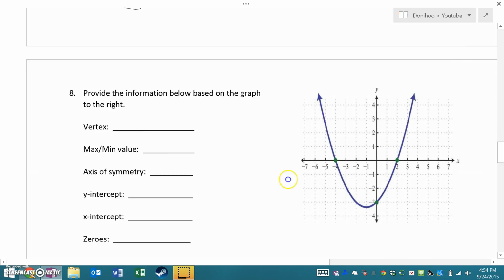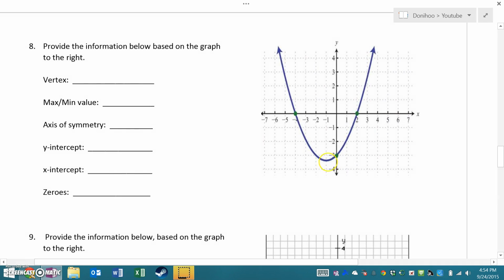Okay, given the below information. There's the vertex, right there. I'm going to say that's negative 1 and negative 3.5. So that means my minimum value, the lowest point on this graph, is going to be at negative 3.5. My axis of symmetry, if I were to draw a line to split this in half, I would go through the number negative 1. So my axis of symmetry is going to be x equals negative 1.